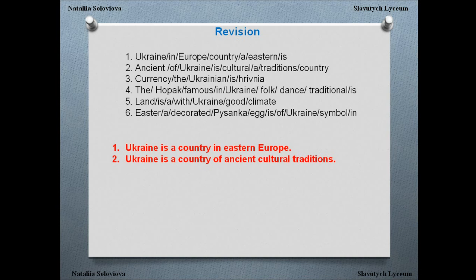Next, currency. The Ukrainian is hryvnia. Currency means valuta. Where is the place of the article there? Let it be the first. The Ukrainian currency is hryvnia. Okay, looks good. Next, the hopak, famous in Ukraine folk dance traditional is. Let's start with hopak. Hopak, and go on please by yourselves.